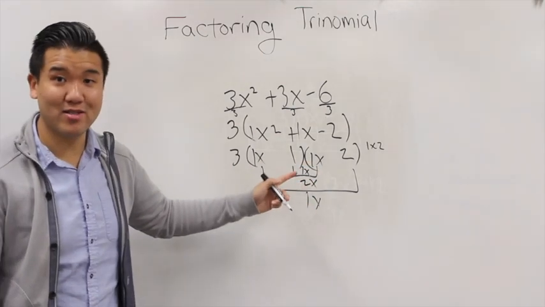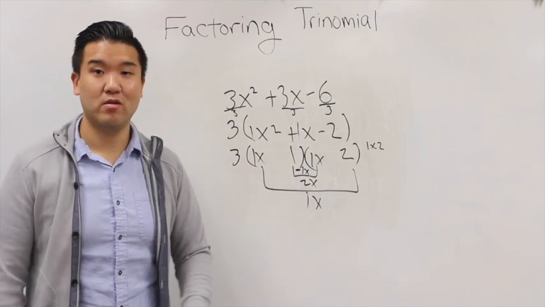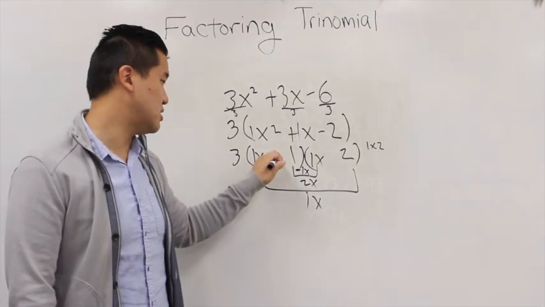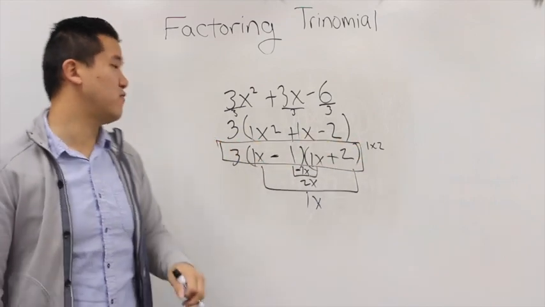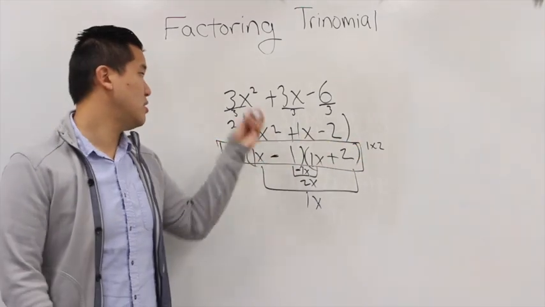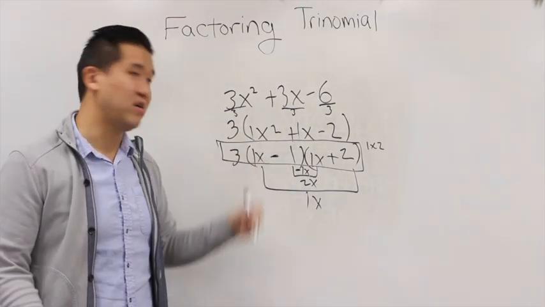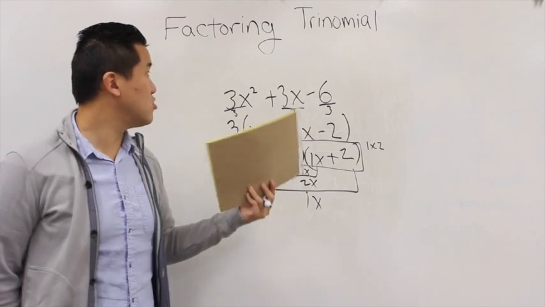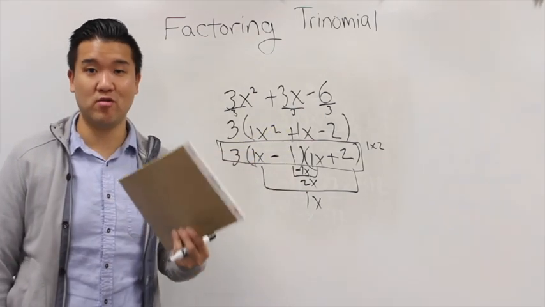You have 1x and 2x. How can that add up to 1x? You have to make this one negative: 2 minus 1 is 1. So this one's negative, that one's positive, and that is your factor. We just factored this trinomial by taking out the GCF first and then factoring the rest. All right, that concludes our lesson. We're going to try 3 examples: basic, intermediate, and advanced. Let's go.